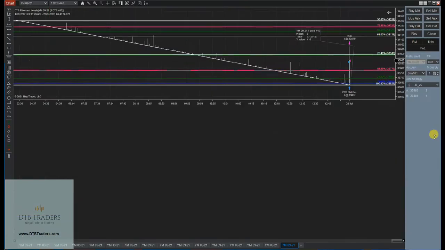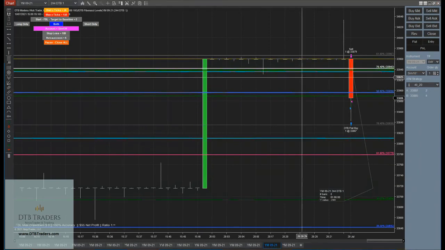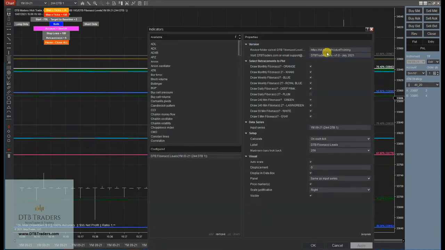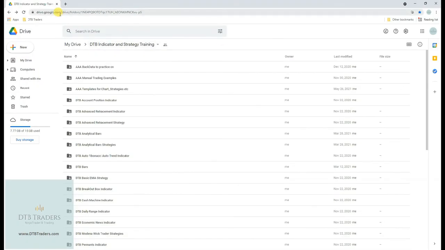Okay, so that was basically what I wanted to cover in this video, these trading and these Fibonacci levels. A final thing too: when you load up this indicator on your chart, you need to go into the OneDrive, not the OneDrive. If you look at the indicator, any of the indicators, you've got a link over here called DTB Product Training. If you copy and paste that into your browser, it'll come up with the drive.